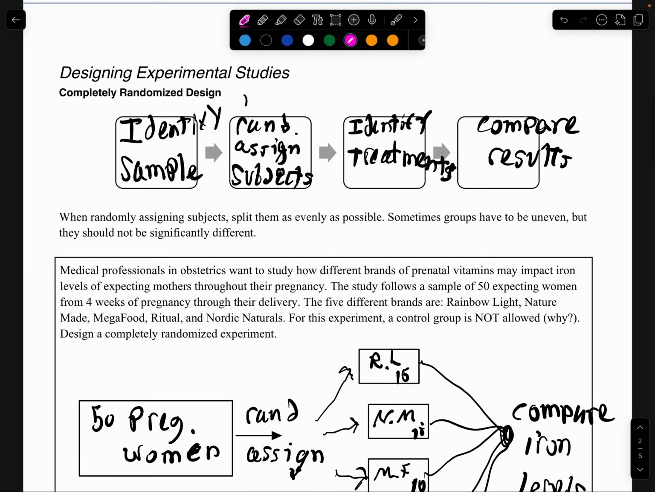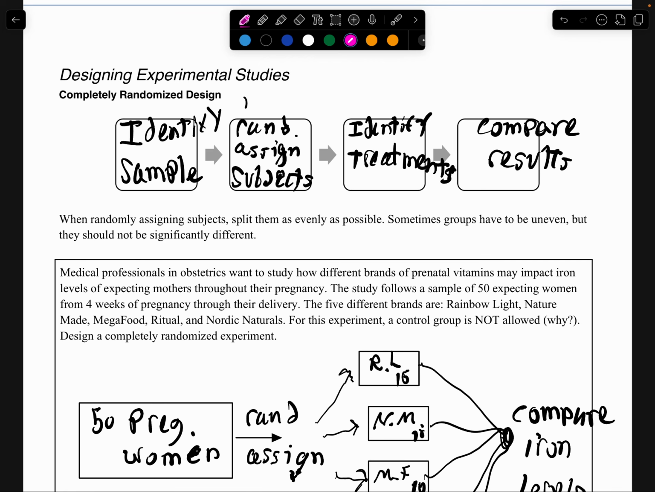I would say design experimental studies. Identify a sample. That's always our first step. Who's our sample? So we have a population, all people in the United States. Our sample, females under 20 years old, could be a sample of a subset of all those people.